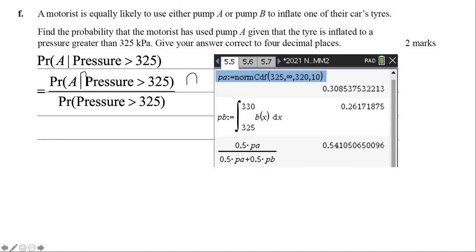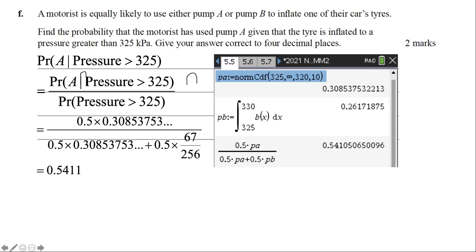If you draw a tree diagram, it will be easily illustrated. So it's the probability of choosing pump A times the probability pump A greater than 325 divided by the total probability. It's either pump A greater than 325 or pump B greater than 325, so you sum them up. And the final answer should be 0.5410506, etc. Corrected to 4 decimal places is 0.5411.